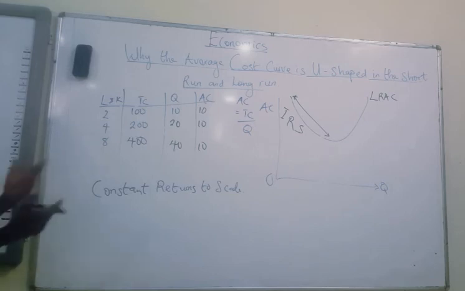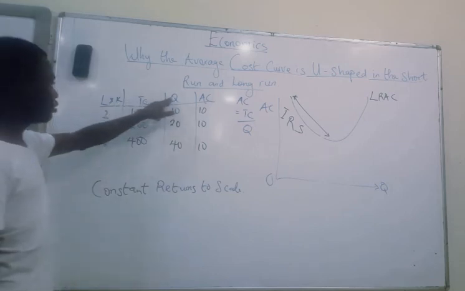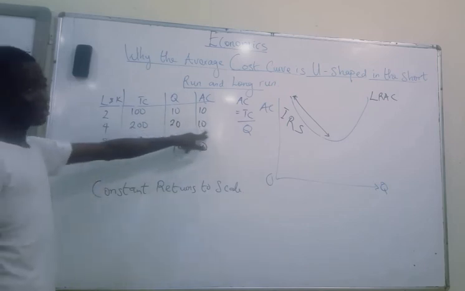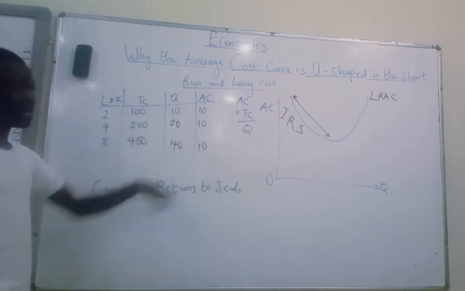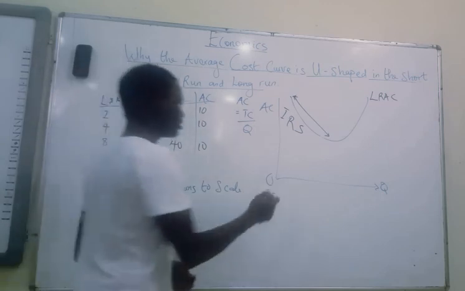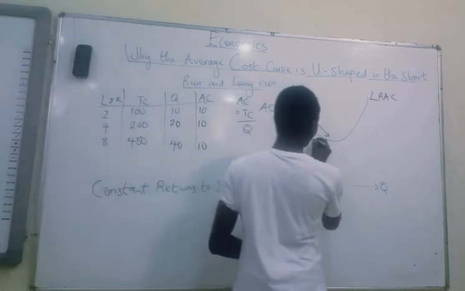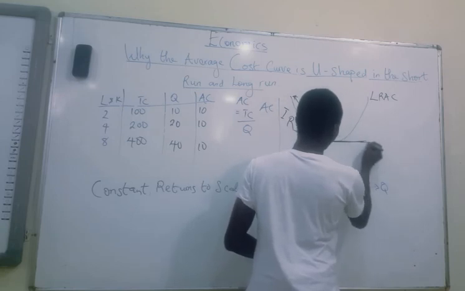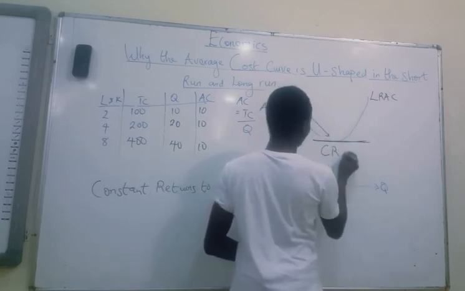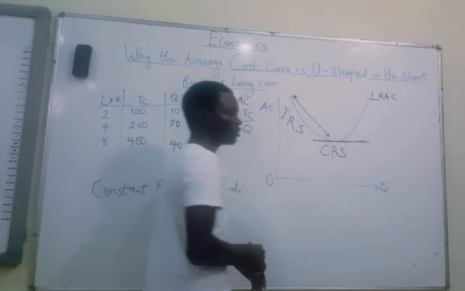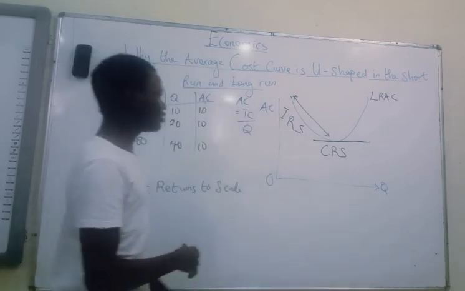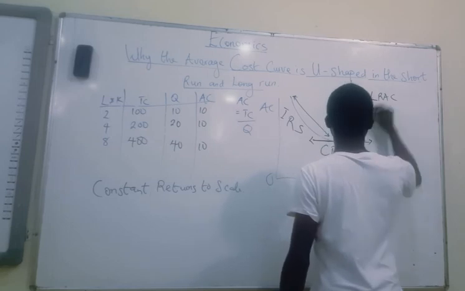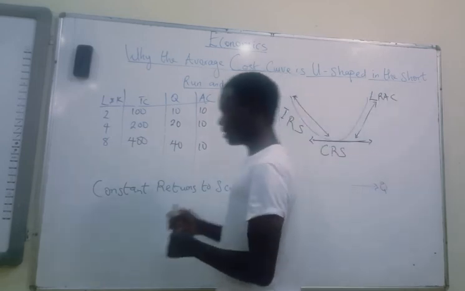So now let's do the division. TC divided by Q. The first one, our average cost is 10. 20 divided by 20, average cost is still 10. And 400 divided by 40, average cost is still 10. So that tells us that on this portion of the long run average cost curve, what we have is constant returns to scale. So what's happening there is constant returns to scale. So now it remains this other region.